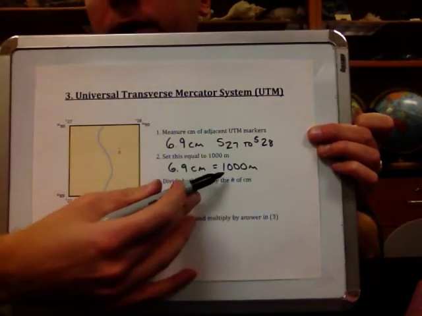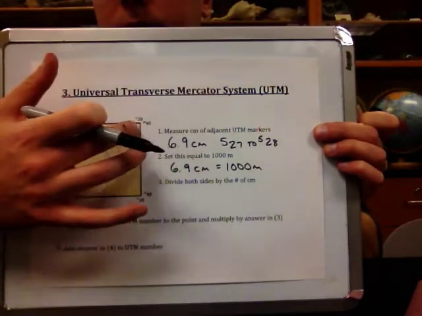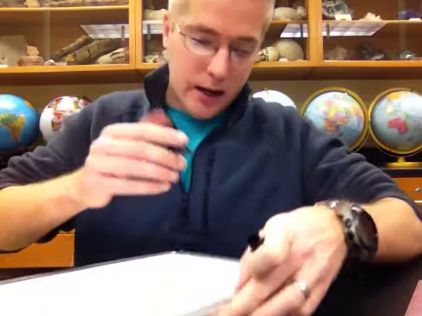Now, why do we set it to 1,000 meters? That has to do with what these coordinates 527 and 528 actually mean. Another way that they could be written is like this.